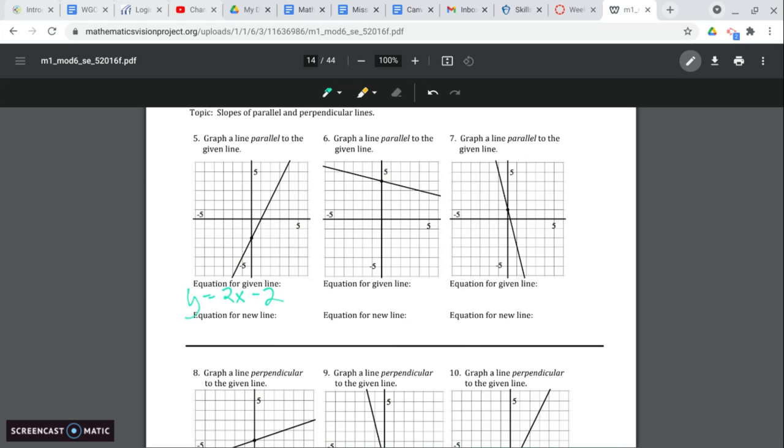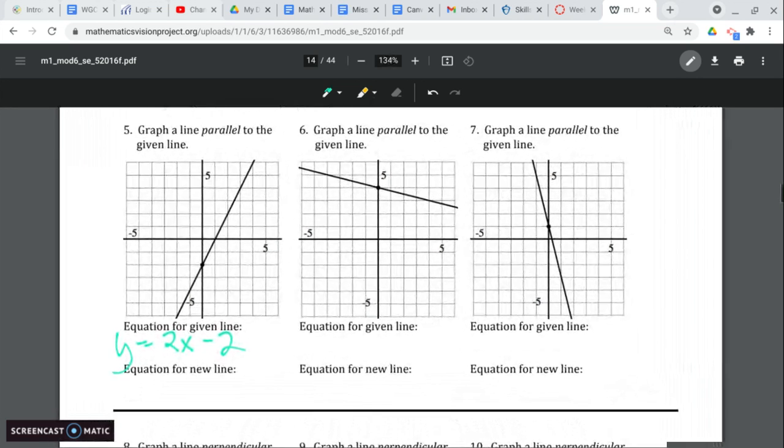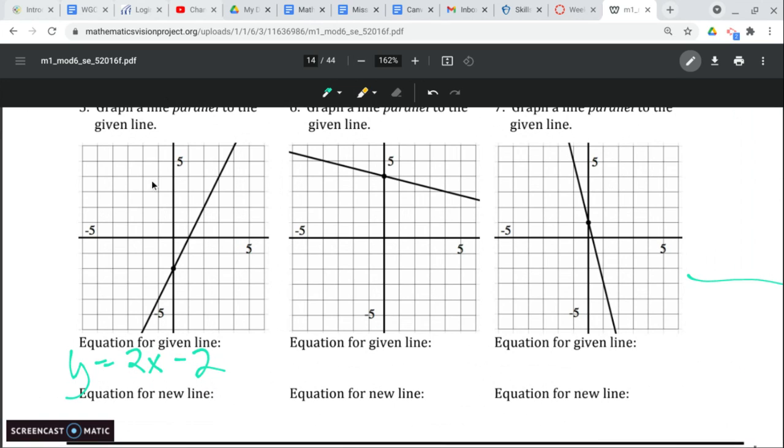Now, to have a line that is parallel to this, we have to have the exact same slope. So we'll have y equals 2x. And now here is the wonderful part. You can pick any number that's on this graph aside from -2. So I'm going to go with +2. And then to graph this, we start at +2.